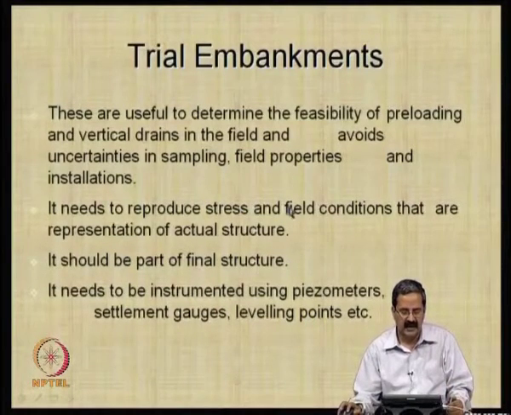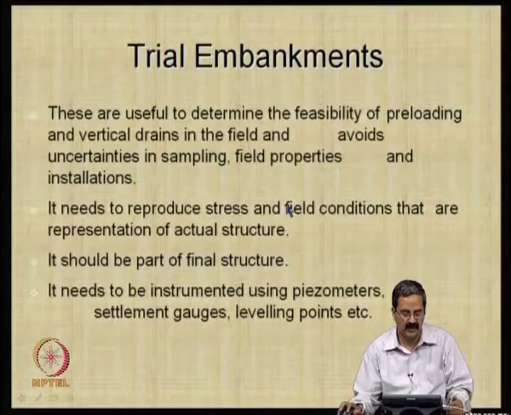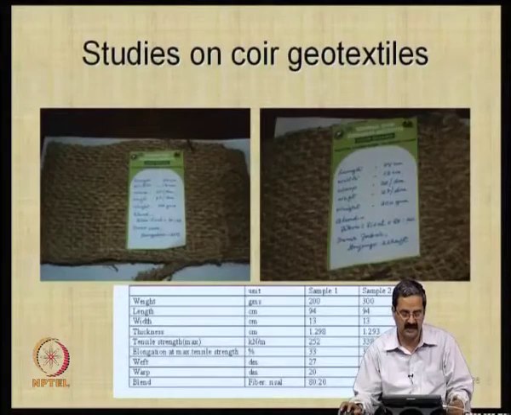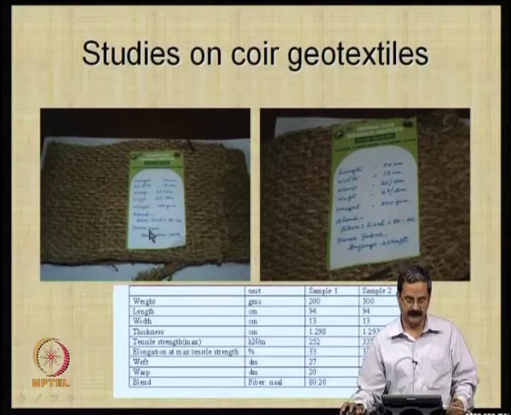So, the trial embankments are quite useful, as I just mentioned. Normally people do this because it helps in avoiding the sample disturbances and uncertainties in the sampling and field properties. This we have discussed. I will just show you a small example of what we studied.